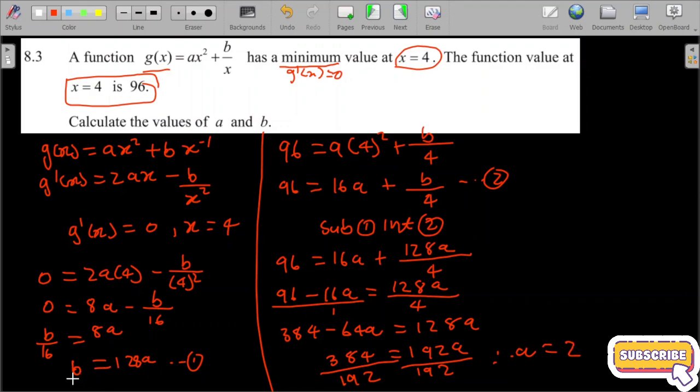Now remember, I still need to find my b, so I know my b is equal to 128a. I know a is 2, and then 128 times 2 is going to give me 256. Then from there, to check whether your answer is correct, you take your a, you take your b, you substitute it here, also putting this value of x, and then you can see it is going to give you 96. If it gives you 96, then we are on the right track there.